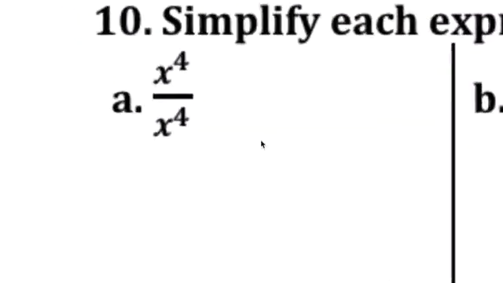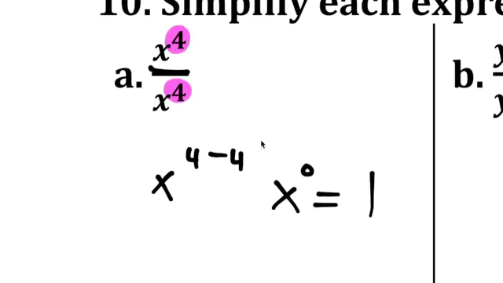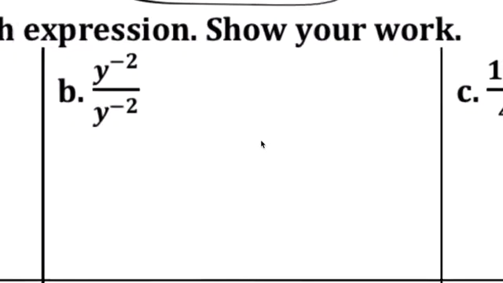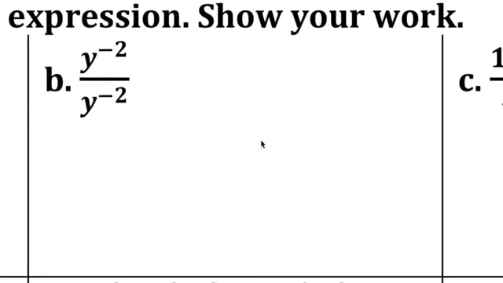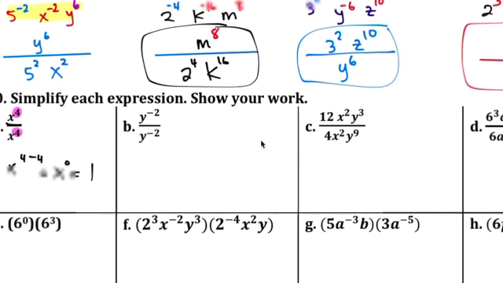Okay, now when you're dividing, here your base is x, you got an exponent of 4 and a 4. When you divide, you are subtracting them, so x to the 0 power, which is equal to 1. Okay, same thing. You got the base of y, exponent of -2, and the other one is also -2. When you divide, you're going to subtract them, so it's plus plus. So you get y to the 0 power, which is 1 whole.